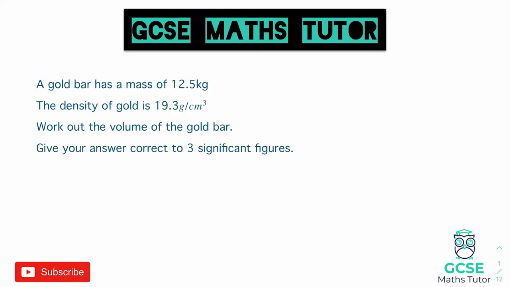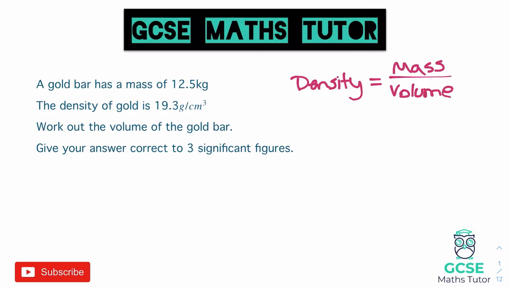Okay, so the first question that we're going to have a look at is this one here. Now, as with all density questions, we need to know the formula. So the formula is very important to know, and that is that density is equal to mass divided by volume. So if density is equal to mass divided by volume, we could rearrange that if we were looking for mass or if we were looking for volume.